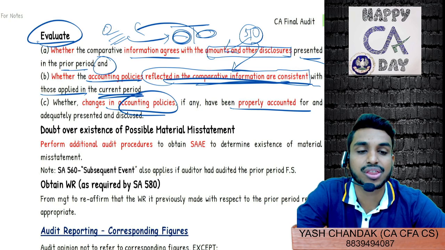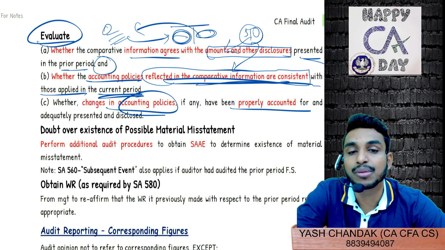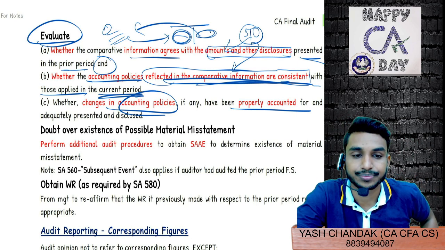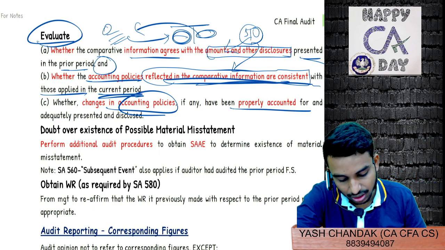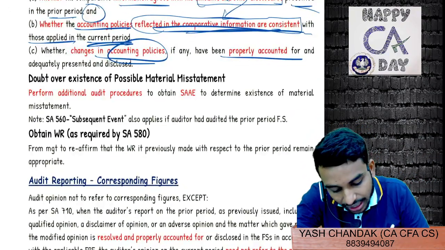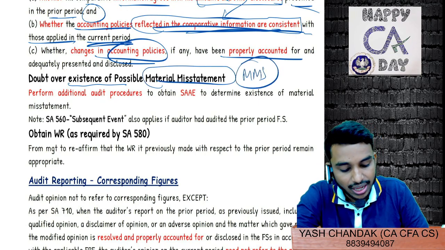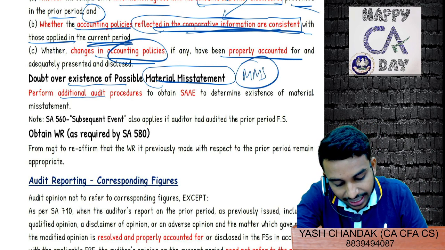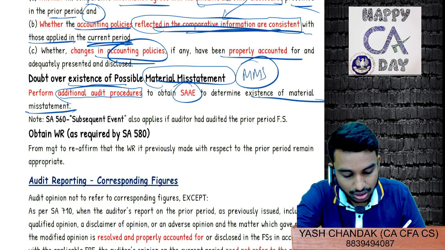Consistency. Yes, consistency was there in SA 510. That means our accounting policy should be consistent. Correct. Consistent with closing and in the opening as well. Now, if you have any doubt over the existence of a possible material misstatement (MMS) in comparative information, then perform additional audit procedures to determine the existence of MMS.